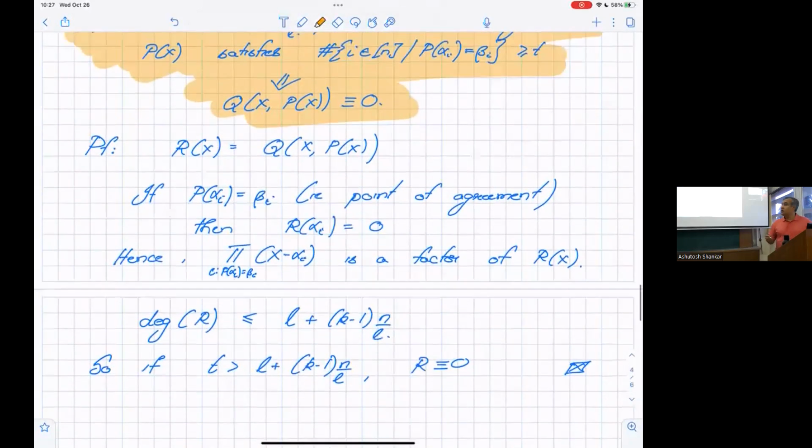Is that clear? Now this is true. As long as P, T, N, K, and L satisfy this, so this is the only requirement we want. If P, N, K, and L satisfy this, then we get that. We will want to set L so that T is as small as possible. T has to be this one. So what's the smallest? You want to choose it so that this is this one.